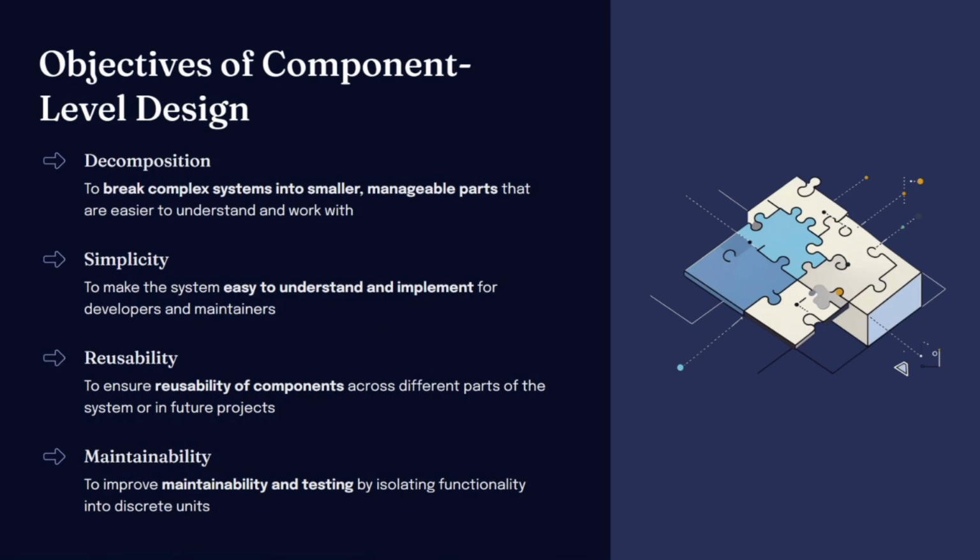Let's take a look at the objectives of component level design. Some of its main objectives are decomposition, simplicity, reusability, maintainability, etc. Decomposition means to break a complex system into smaller manageable parts that are easier to understand and work with. Simplicity makes the system easy to understand and implement for developers and maintainers. Reusability ensures that the components are reusable across different parts of the system or in future projects. And maintainability is to improve maintainability and testing by isolating functionality to discrete units.